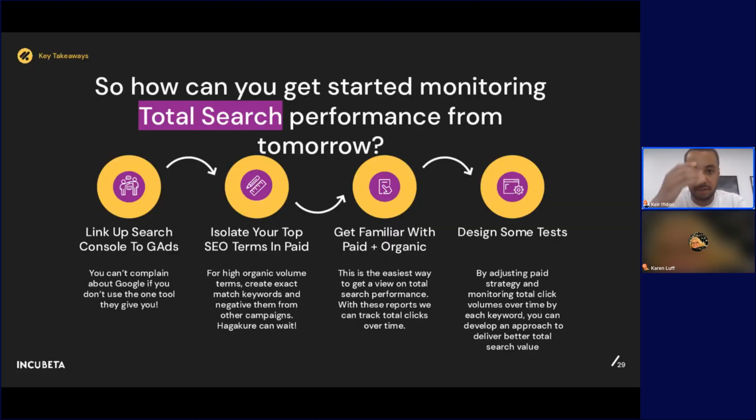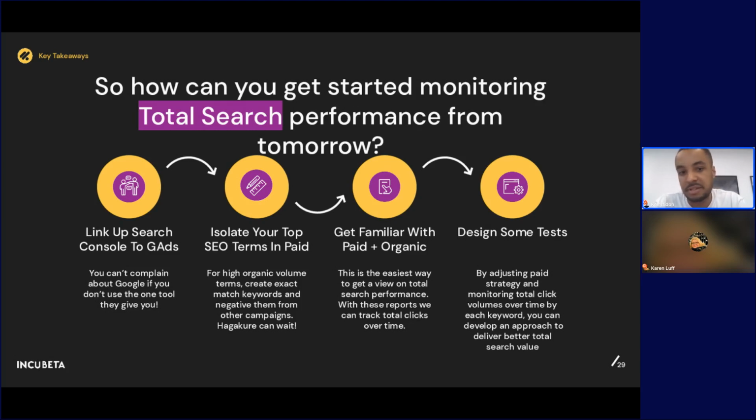So in terms of things, how can you get started monitoring total search performance from tomorrow? And these are takeaways that you can do straight away. You want to make sure that your activity is linked up, your Search Console is linked up to your Google Search Ads. This is obviously something that Google provides, so you can't really complain if they've got that tool there for you to use and you're not using it to leverage the data as much as possible.